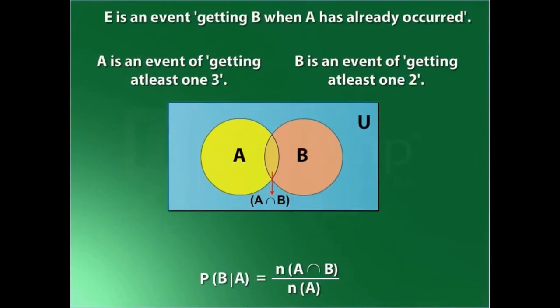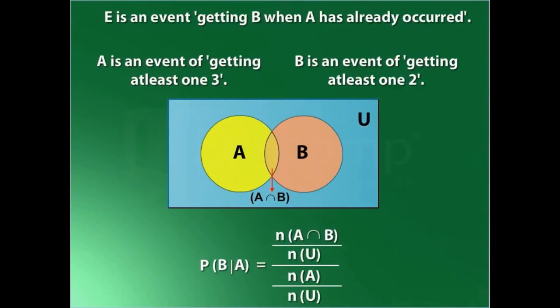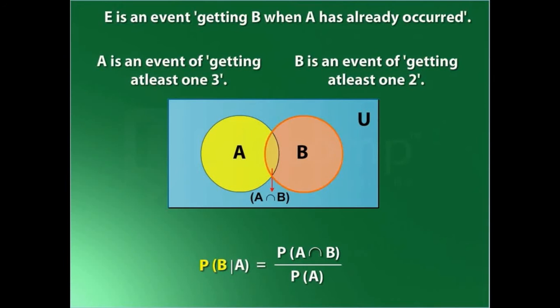Now, dividing the numerator and denominator by number of elements in set U, you get the numerator as probability of A intersection B and the denominator as probability of A. Thus, probability of B when A has already occurred is equal to the probability of A intersection B upon probability of A.